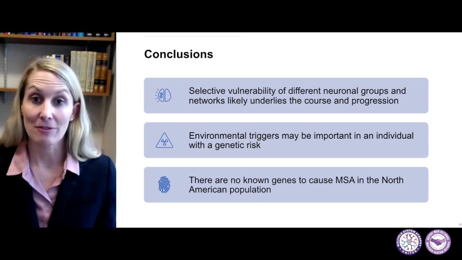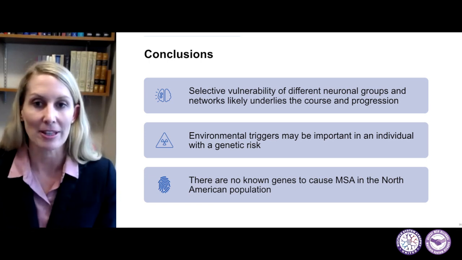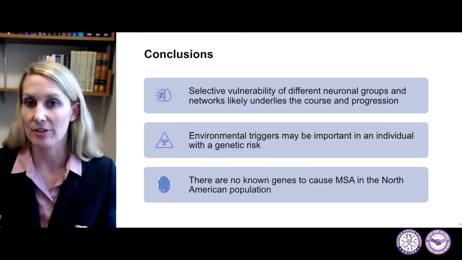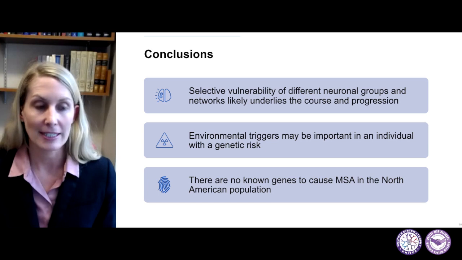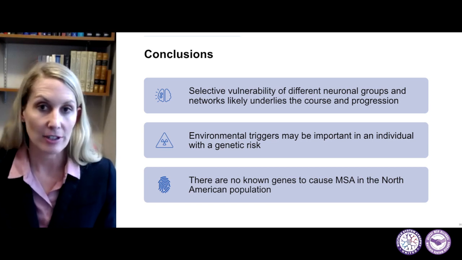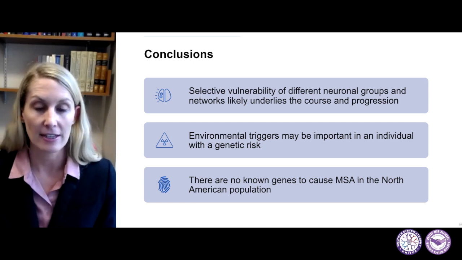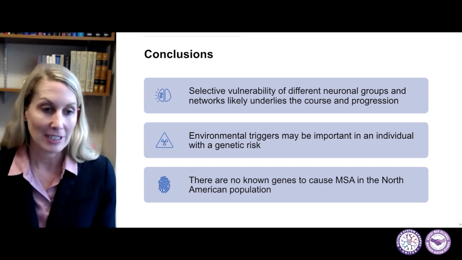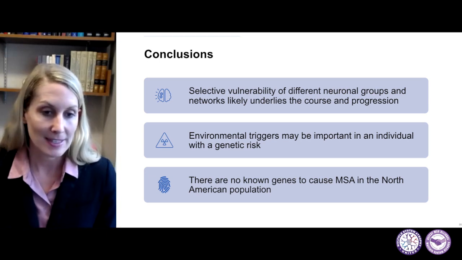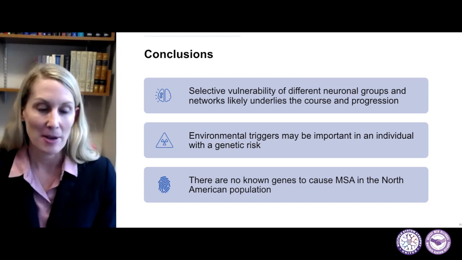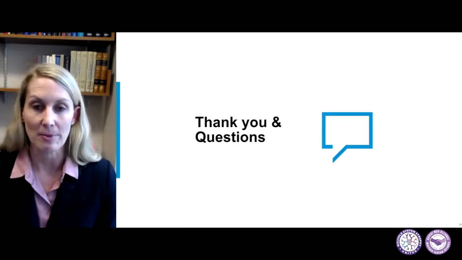We've talked about how there's different vulnerability of neuronal groups and how these different networks likely underlie the course and the progression in these alpha-synucleinopathies, and how multiple system atrophy is inherently different from the other synucleinopathies like Parkinson's disease and dementia with Lewy bodies. We think that environmental triggers may play a role in an individual with a genetic risk factor, yet a lot of these studies are difficult to do because of what we just talked about. I'll also highlight that we still don't have known genetic causes in our North American population. I'm certainly excited with all the work that is being done in these worldwide cohorts and sharing samples, to really hope that in the long run we will have a better idea of which genes and which environmental toxins, if any, may contribute to multiple system atrophy.